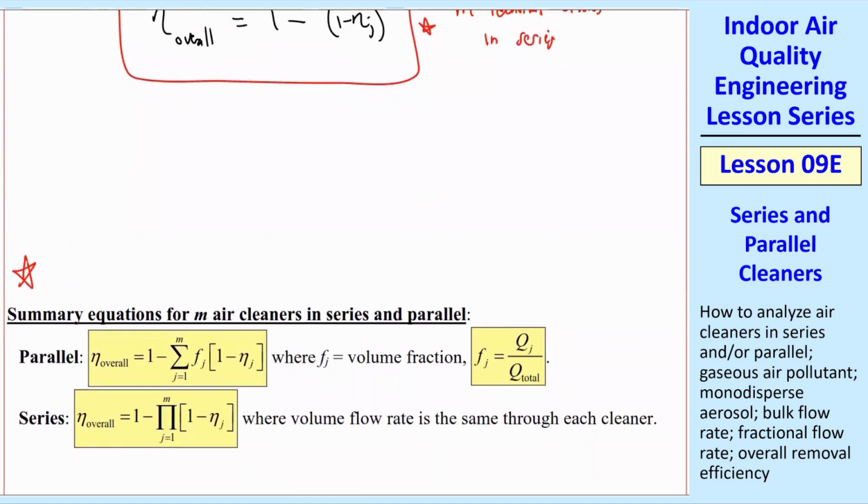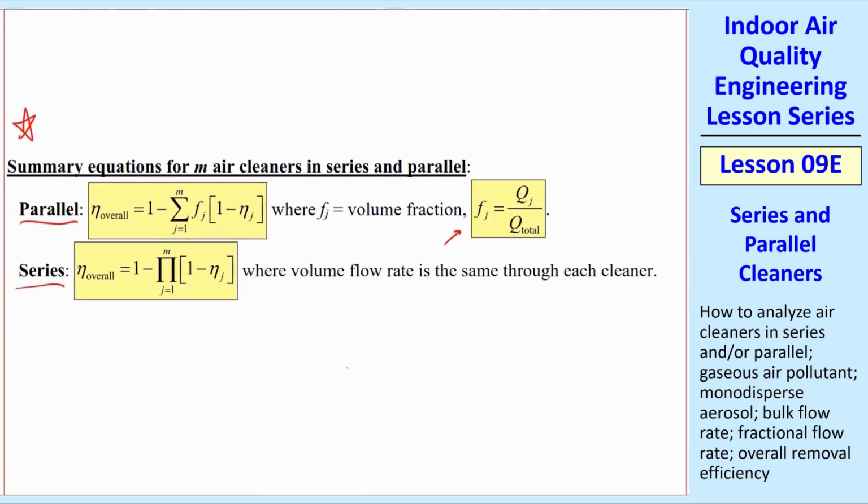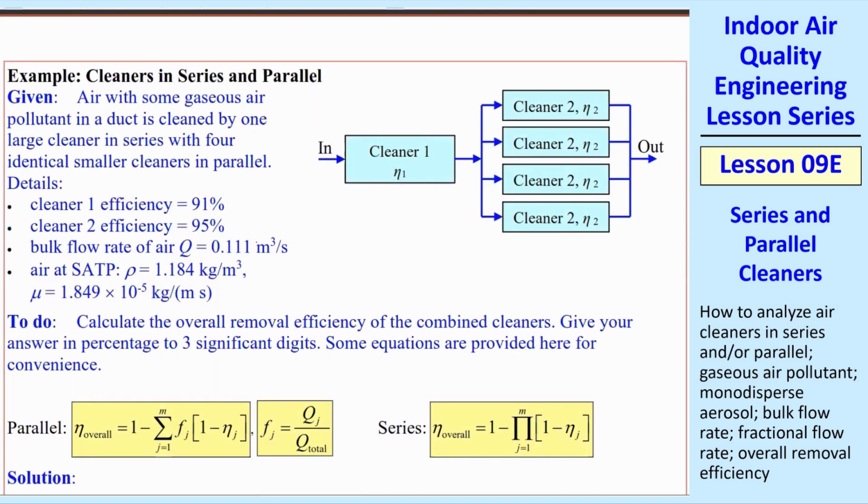And then here's a summary for these equations for m air cleaners in series and parallel. So the parallel one and the series one, I just summarized those equations and give you the definition of this volume fraction. These are also on the equation sheet. Now let's do an example.